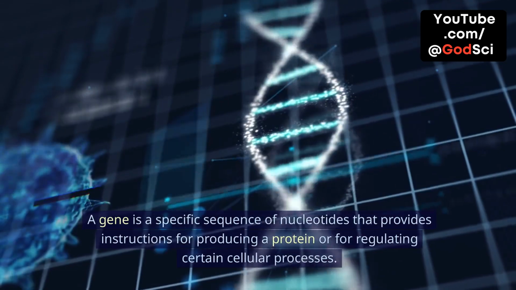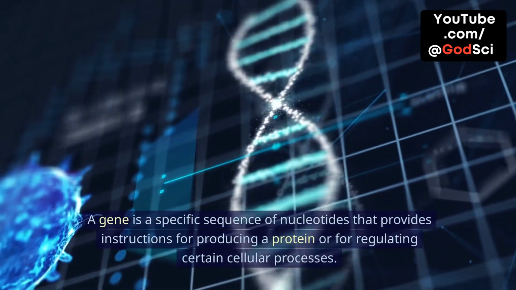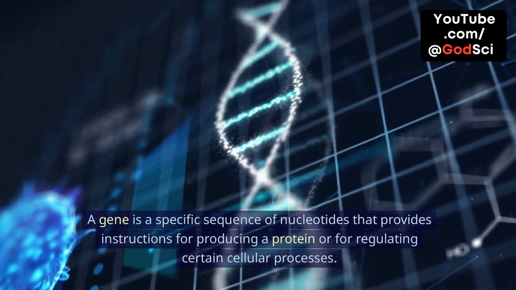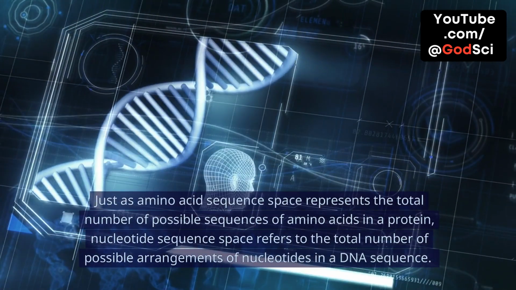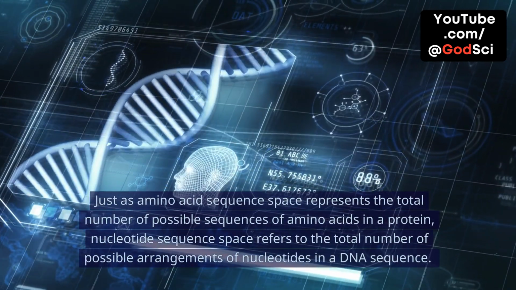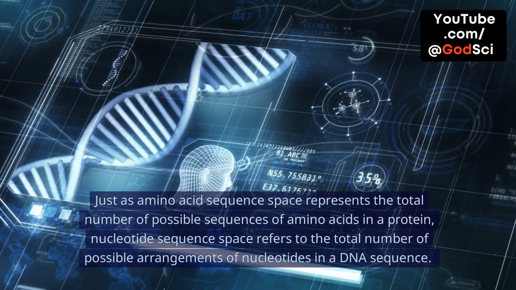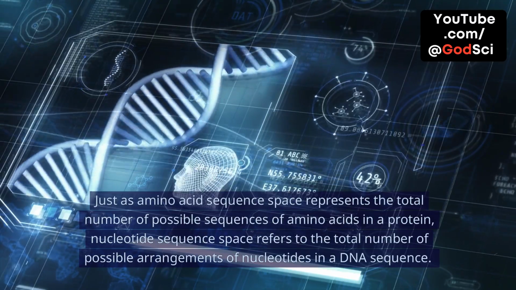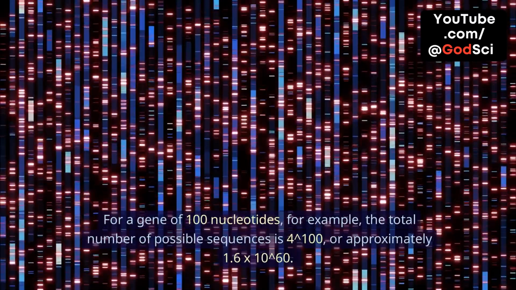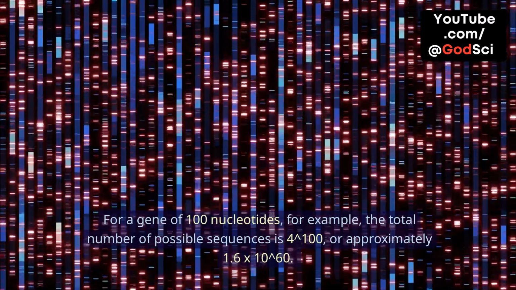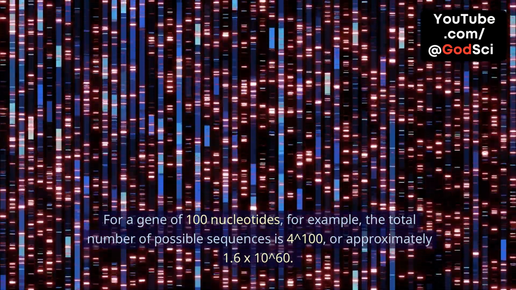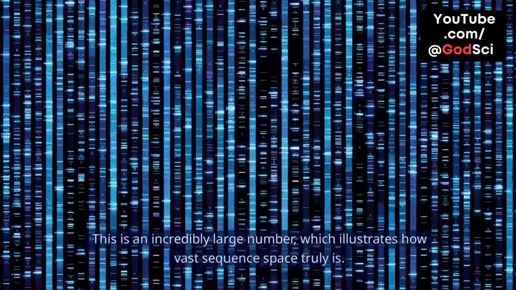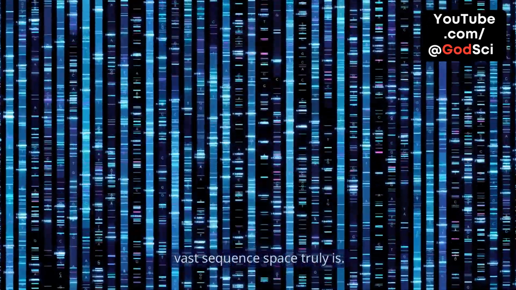A gene is a specific sequence of nucleotides that provides instructions for producing a protein or for regulating certain cellular processes. Just as amino acid sequence space represents the total number of possible sequences of amino acids in a protein, nucleotide sequence space refers to the total number of possible arrangements of nucleotides in a DNA sequence. For a gene of 100 nucleotides, for example, the total number of possible sequences is 4 to the power of 100, or approximately 1.6 times 10 to the 60. This is an incredibly large number, which illustrates how vast sequence space truly is.